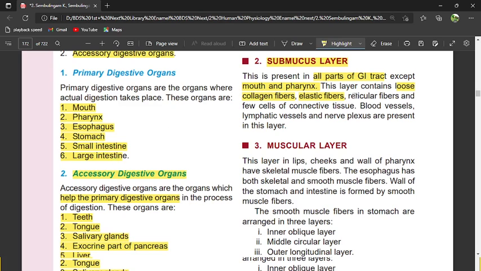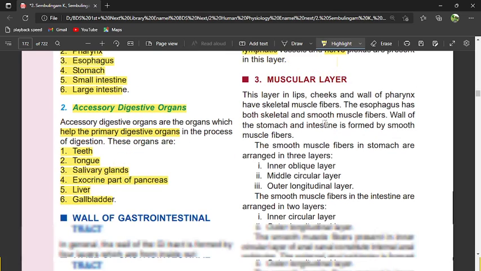Elastic fibers, reticular fibers, and a few cells of a connective tissue. Collagen fibers, elastic fibers, reticular fibers, loose collagen, all these fibers are there in this layer. It also has blood vessels. It has the lymphatic system, and it also has nerves in this layer.